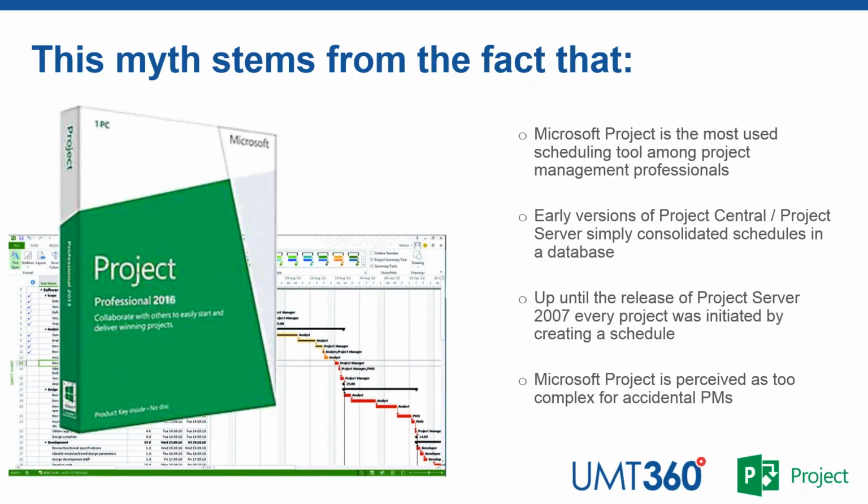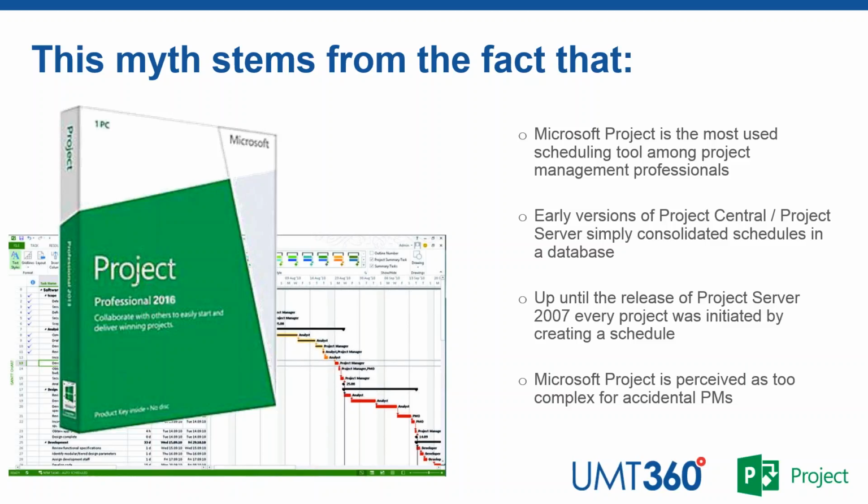Now, another reason that this myth is propagated is because of the earlier versions of the web-based companion to the desktop scheduling tool, Project Professional. The first web-based solution that Microsoft released to consolidate schedules was in 2000, called Project Central. And then the earlier versions of Project Server, as they rebranded to Project Server 2002 and 2003, all it really did was aggregate schedules and provide better ways for teams to collaborate across projects. But everything was predicated on the schedule.